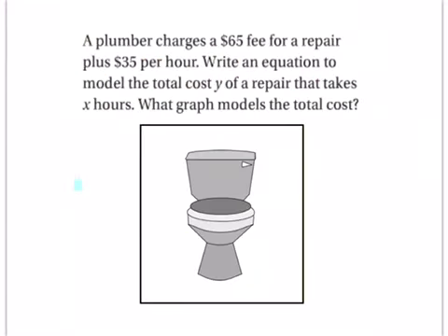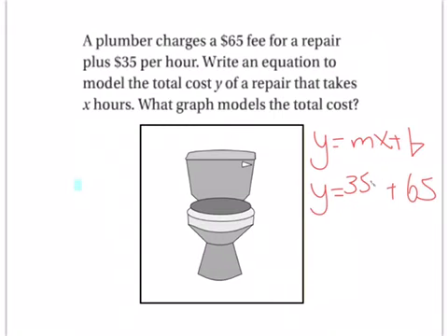Okay, we have a little word problem here. It says a plumber charges a $65 fee for a repair plus $35 per hour. Write an equation to model the cost y of a repair that takes x hours. Now, they want me to do something into y equals mx plus b. So my b is going to be just a flat fee, which is the $65, and the slope is the 35. So it's going to be y equals 35x plus 65.